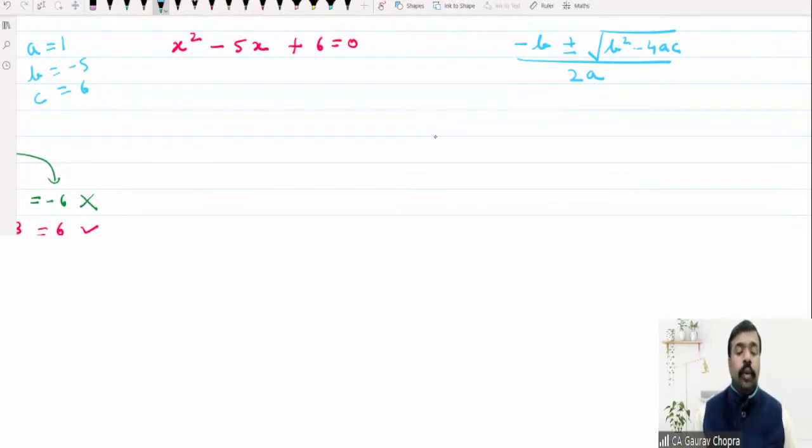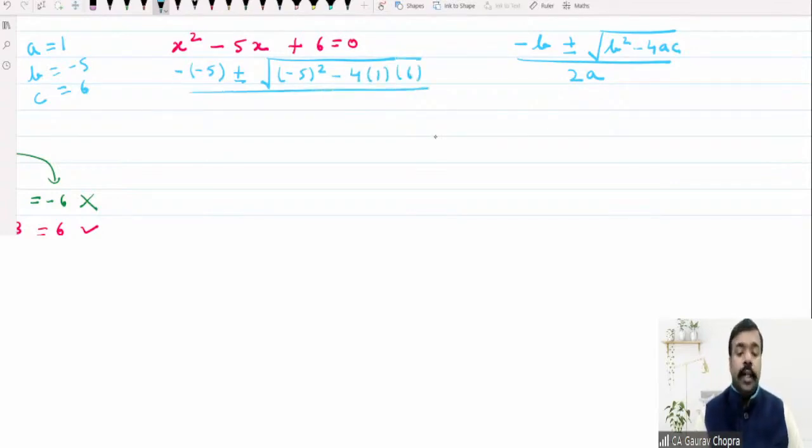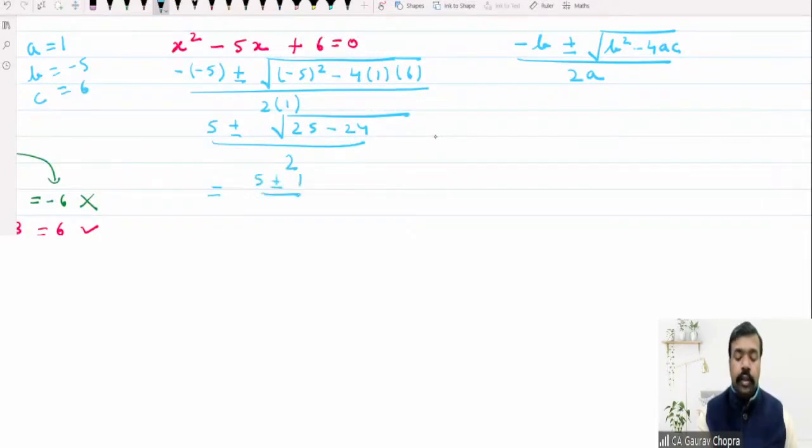So we are applying all these values in the given formula. So minus of minus 5 plus minus root of b square, so minus 5 square minus 4ac, a is 1, c is 6, divided by 2a, that is 2 into 1. So what we are getting, 5 plus minus root of 25 minus 24 upon 2. So what we are getting, 5 plus minus 1 upon 2.